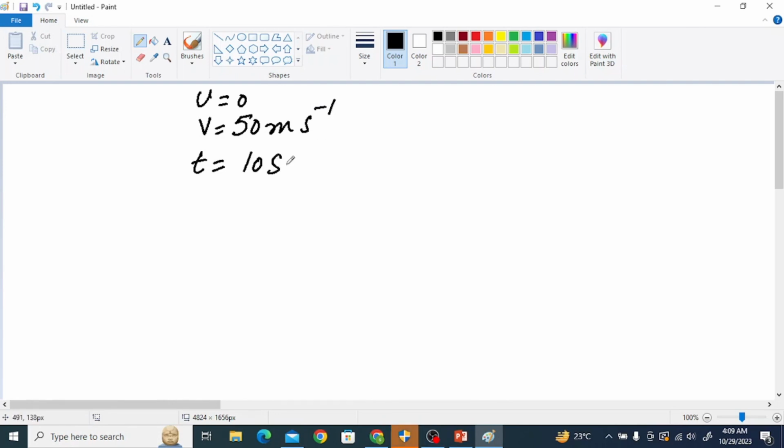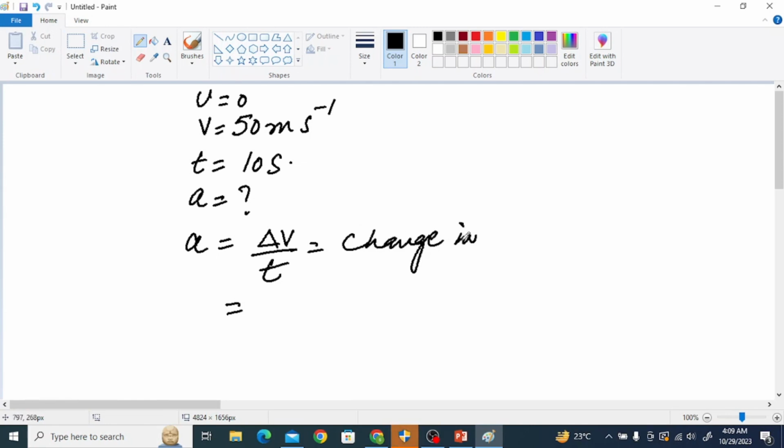In a duration of time 10 seconds, what you have to find? You have to find the acceleration. Now using the formula of acceleration, that is delta v over t. So what does delta v represent? Delta v represents the change in velocity, and t represents the time.